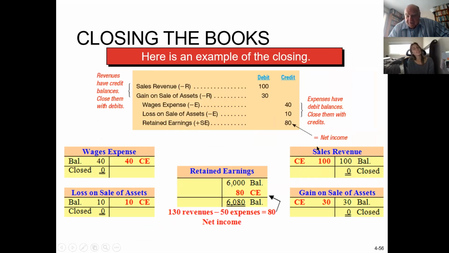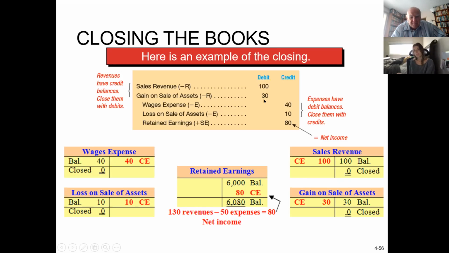Let's look at our sales. Sales have a normal credit balance, right? I know you're all nodding in agreement. And we had a gain here. Again, these are credit balances. We have to zero out the sales and this gain. We have to come up with a zero balance. How do we do it? We do it with a debit. So that's why you see a debit to sales and a debit to the gains.